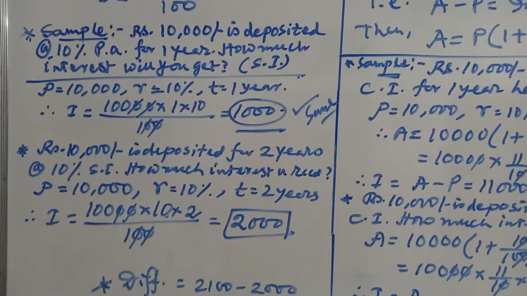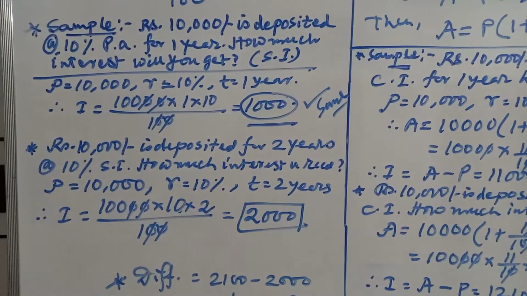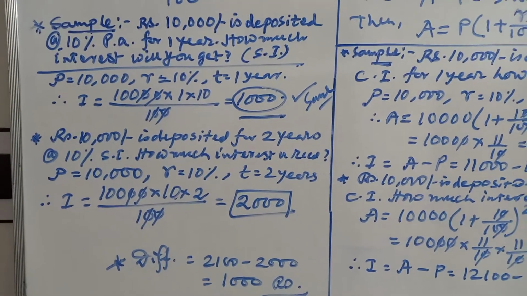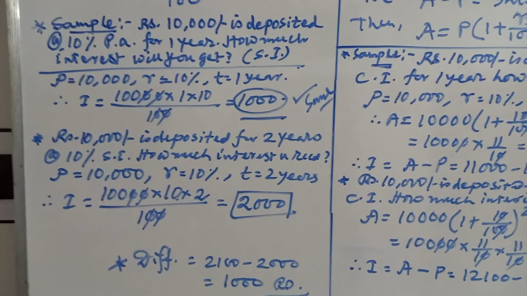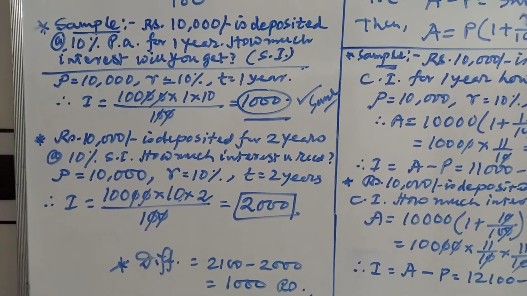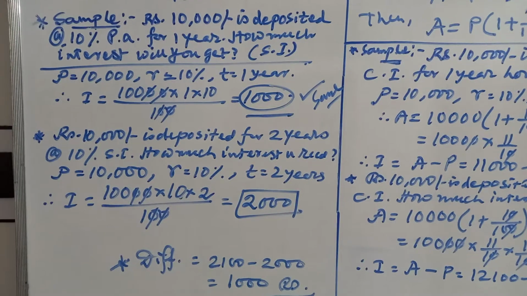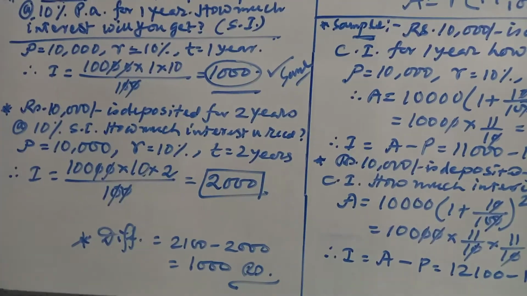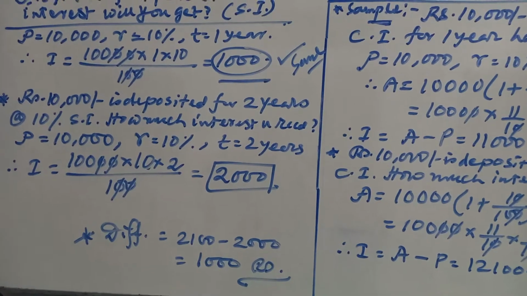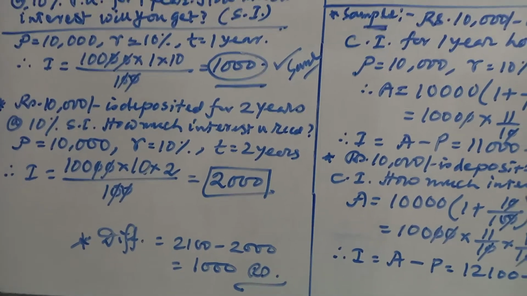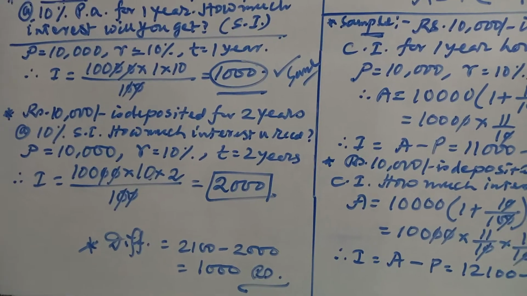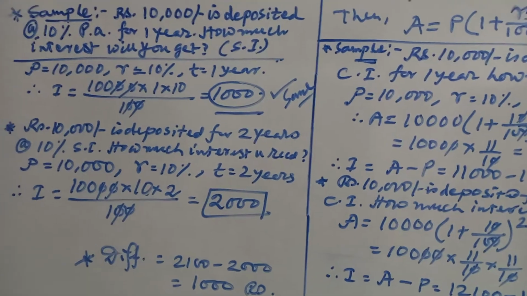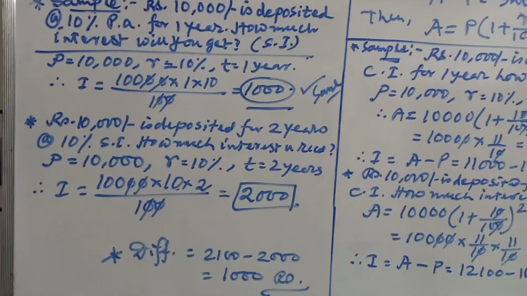Now, let us see for 2 years. The same amount, rupees 10,000 is deposited for 2 years at the same rate, 10% SI. How much interest will you receive? Next, same time, P equal to 10,000, R is equal to 10%, but time span is now double, that is 2 years. Therefore, I is equal to 10,000 into 10 into 2 by 100, that is rupees 2000. That means unitary method. For 1 year 1000, for 2 years it will be 2000, for 3 years it will be 3000, as because principal and rate of interest are fixed.